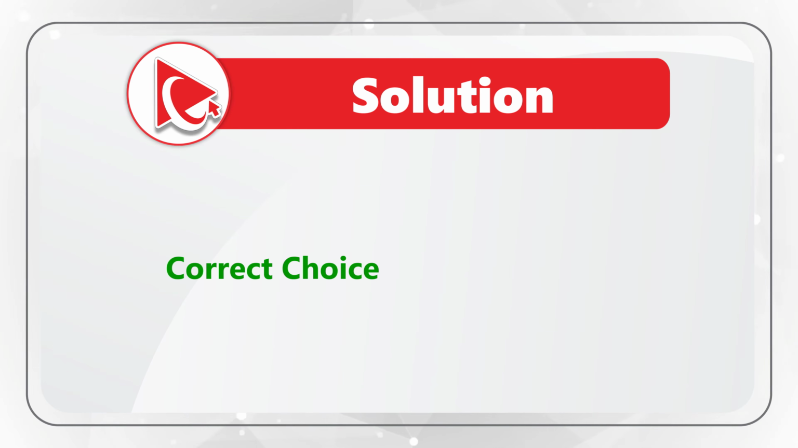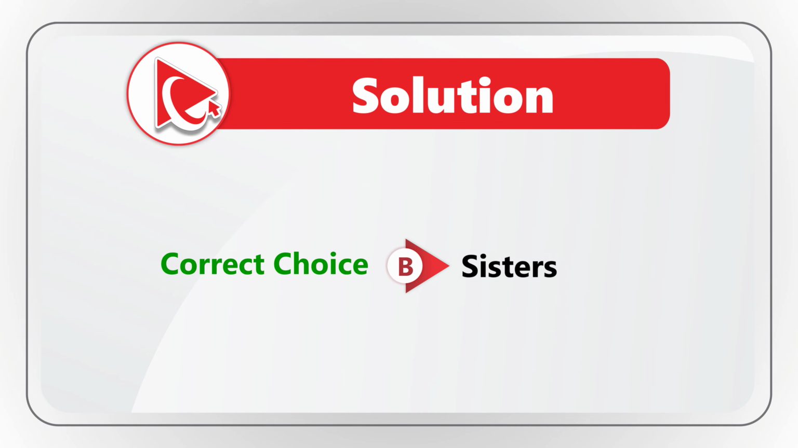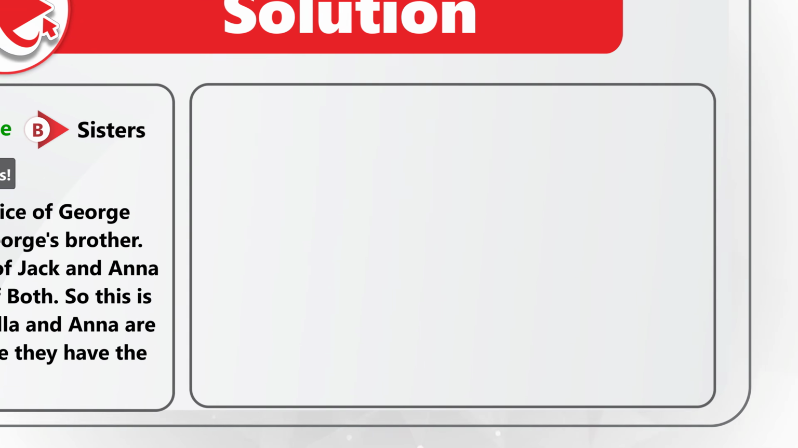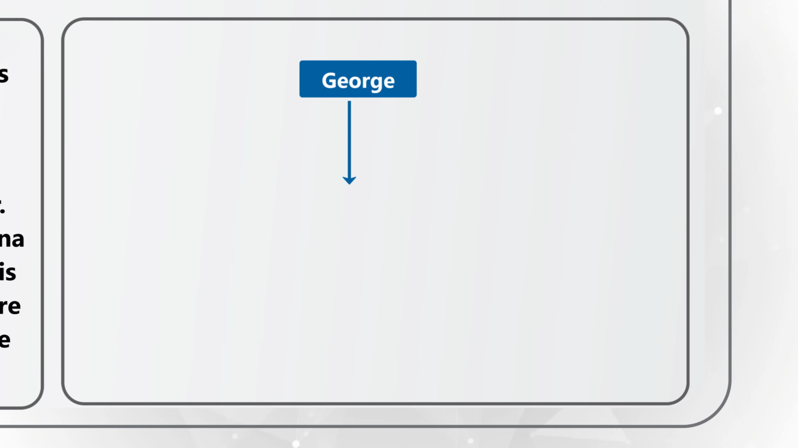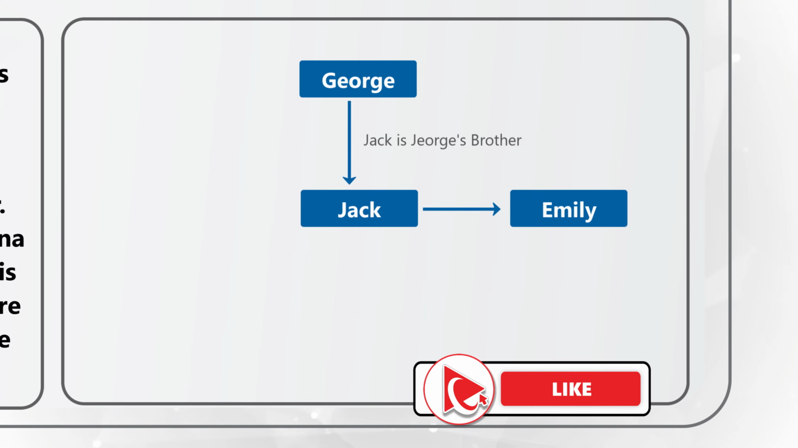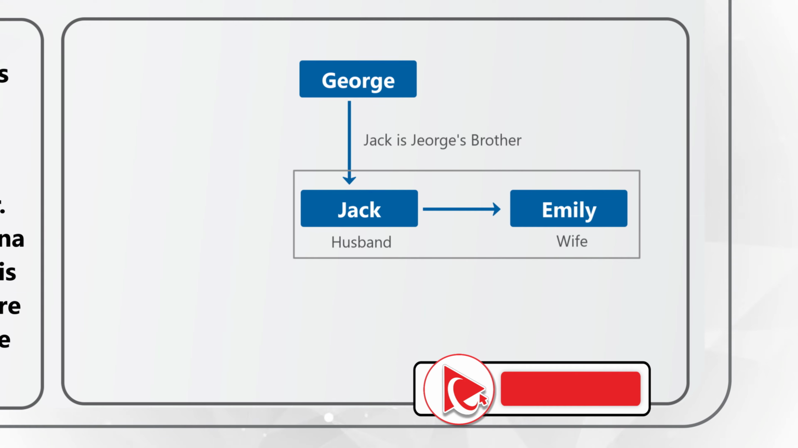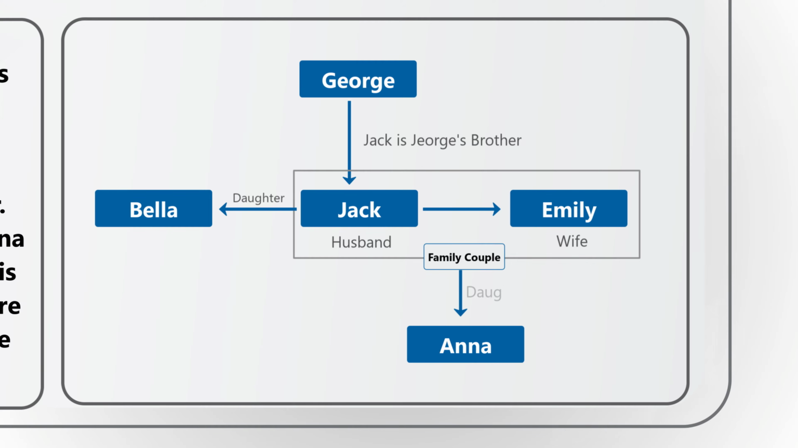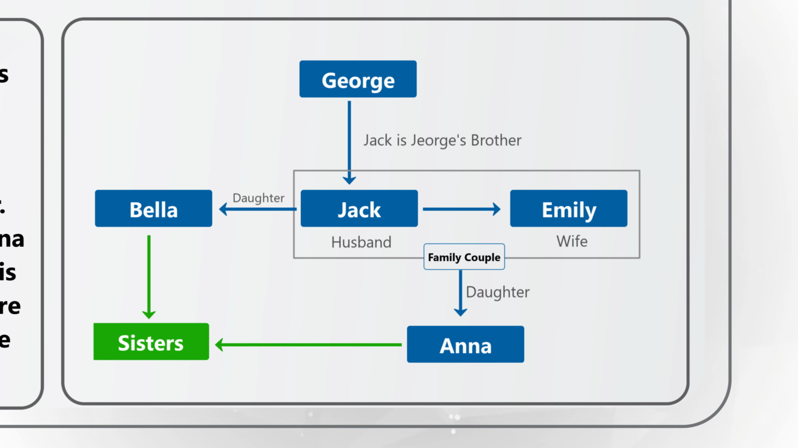The correct answer is choice B. They are sisters. But why? Let's build a diagram to demonstrate the relationships between this group of people. Let's start with the statement that George has a brother, and George's brother is Jack. Jack also has a wife, Emily, and they're a family couple. We also know that Bella is the daughter of George's brother, which means Bella is the daughter of Jack and Emily. We also learned that Anna is the daughter of Emily, which means Anna is the daughter of Jack and Emily, which means that Bella and Anna are sisters.